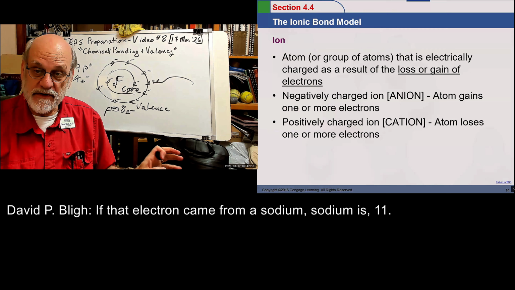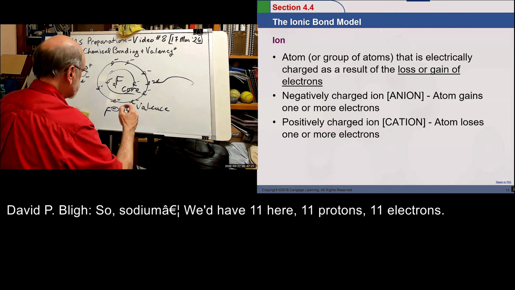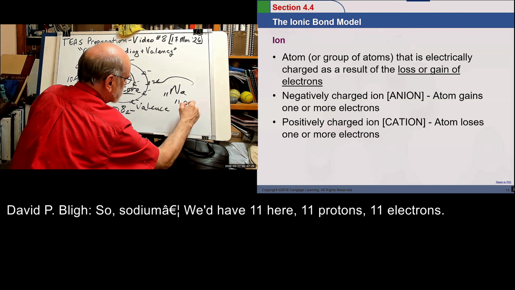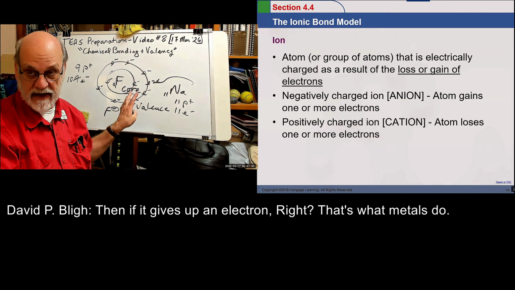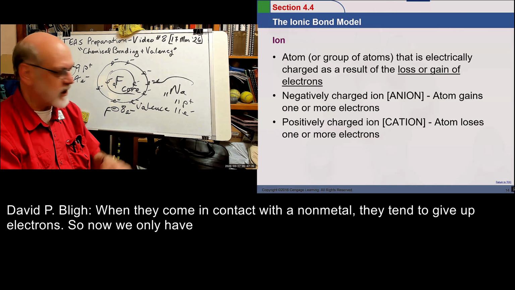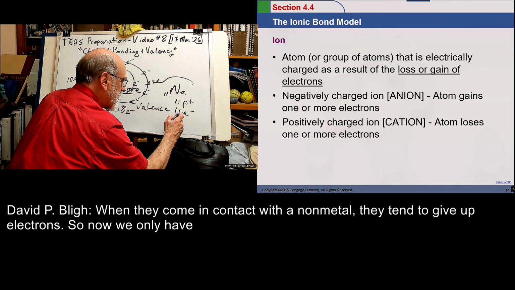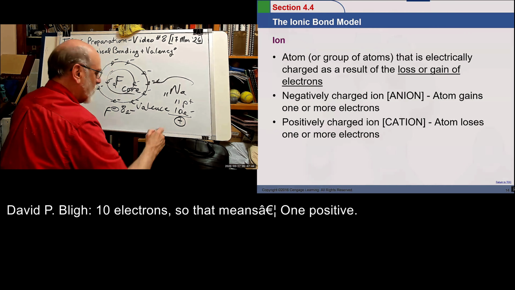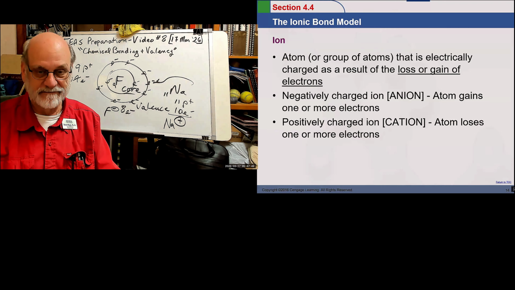If that electron came from a sodium, sodium is 11. So sodium would have 11 protons, 11 electrons. Then if it gives up an electron, right, that's what metals do. When they come in contact with a nonmetal, they tend to give up electrons. So now we only have 10 electrons. So that means 1 positive. That's a cation.